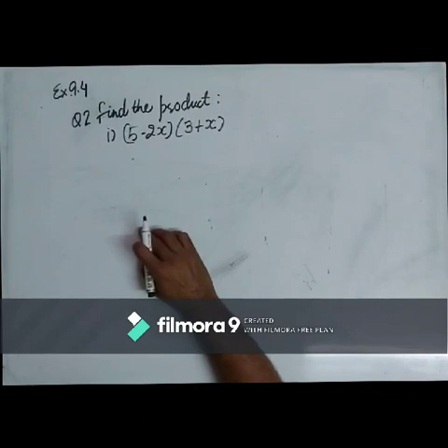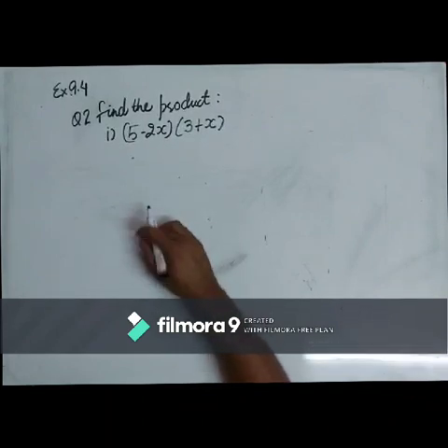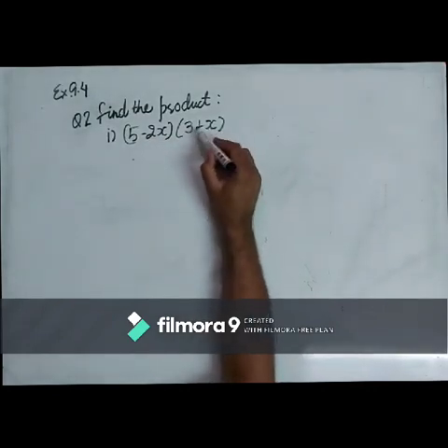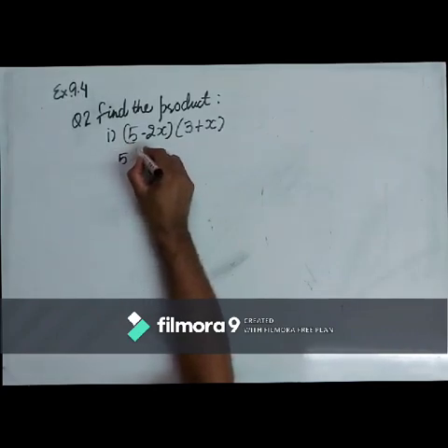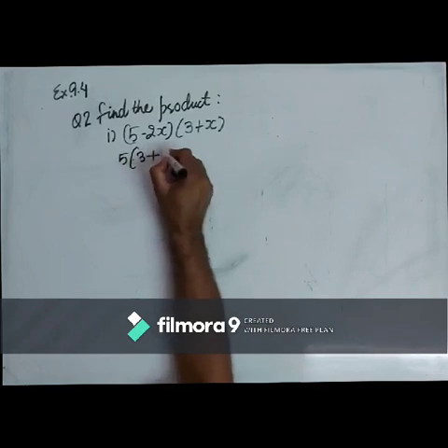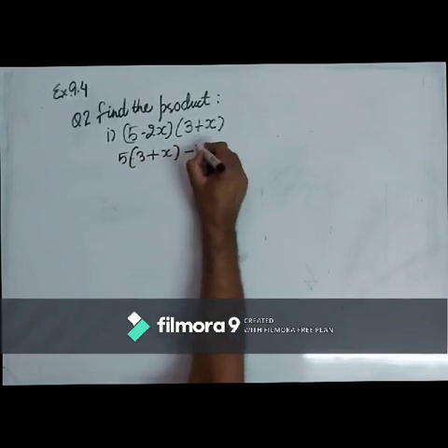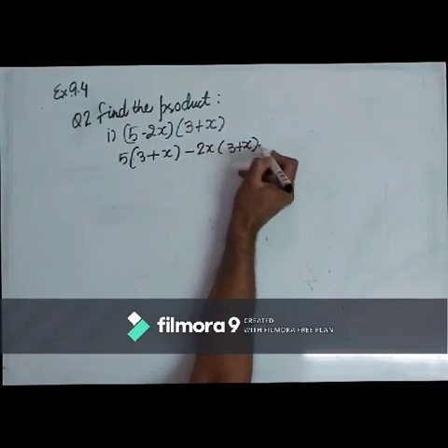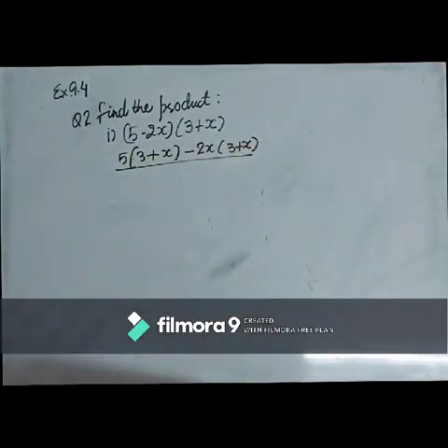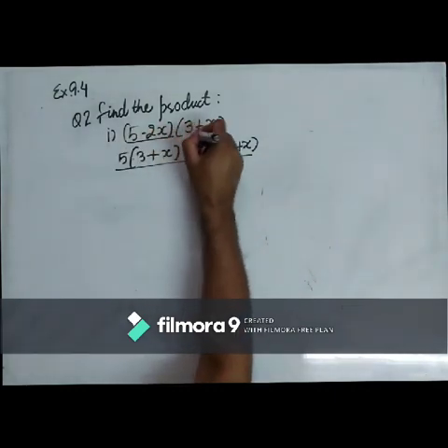Question number 2, find the product. Again the same question we have, binomial into binomial, 5 minus 2x into 3 plus x. So how do we do this? Write 5 multiplied by 3 plus x, and minus 2x into 3 plus x. So make sure that you can break any of the two polynomials.